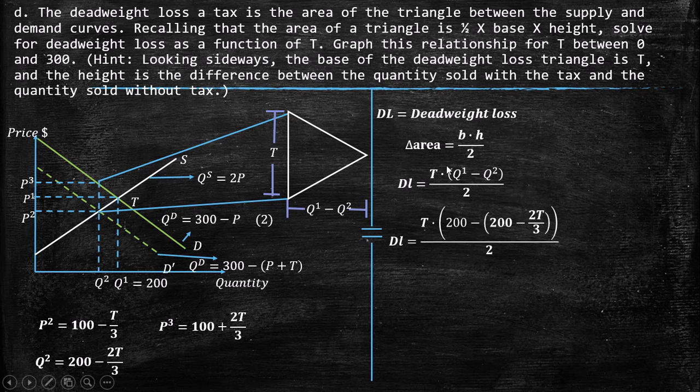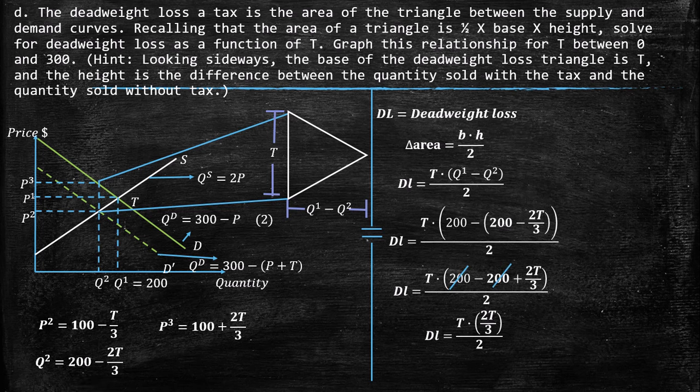Here we already know the value of Q1, which was the equilibrium in the free market, so it's going to be 200. And Q2 is going to be this value we already found, so we have 200 minus 2t over 3. I open parentheses, and we take care about this minus because it changes the sign. I cancel out, and here I cancel the 2 with the 2, because remember this 2 multiplies the 3 and afterward they cancel. And we have this one: DL is equal to t squared over 3.